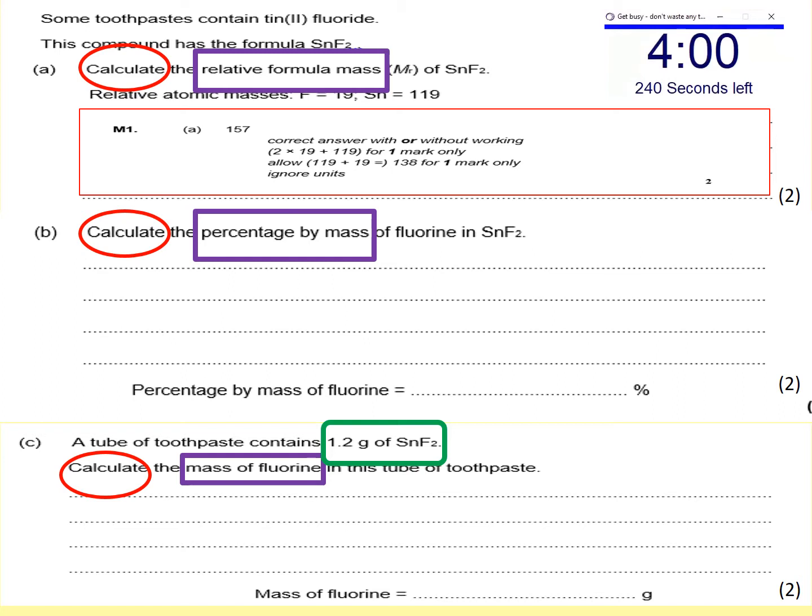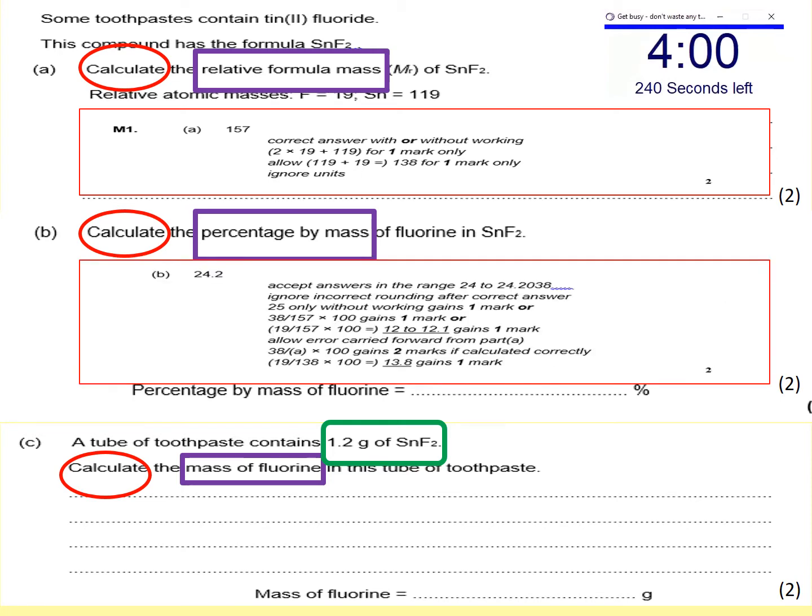We have got our tin, which is 119, and we have got 2 atoms of fluorine, which is 19 each, so we should have got 157. If you only got 158 because you only added one of the fluorine atoms, then you get 1 mark for that section. But we then need to use that to calculate the percentage by mass.